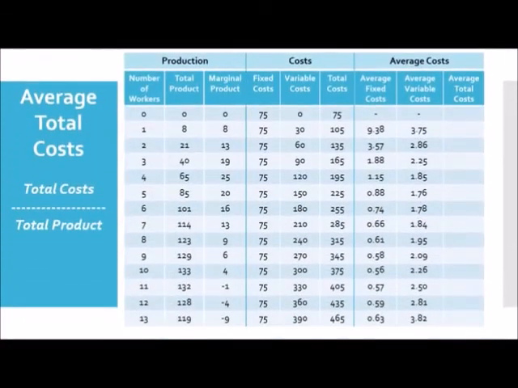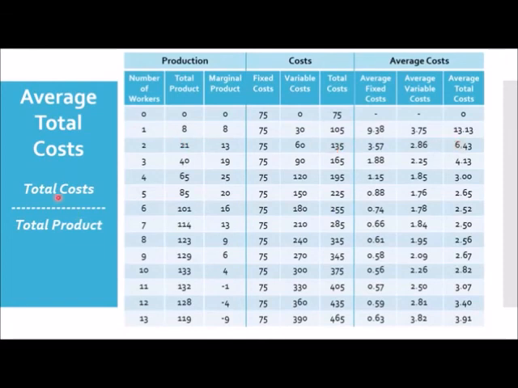And then finally, we have our average total cost. Our average total cost represents the total costs that we have, so taking our total cost and dividing it by our total product. We would say, okay, we spent $105 total here to make 8 products. So on average, how much did each one of those cost us? Well, on average, it cost us $13.13. Same thing here. We spent a total of $135. We made 21 products. 135 divided by 21 is $6.43.